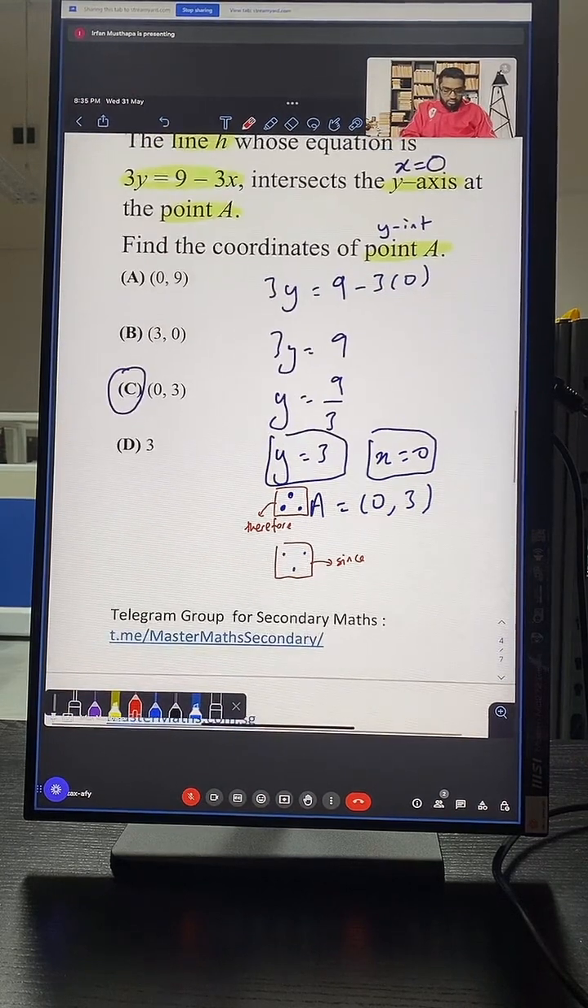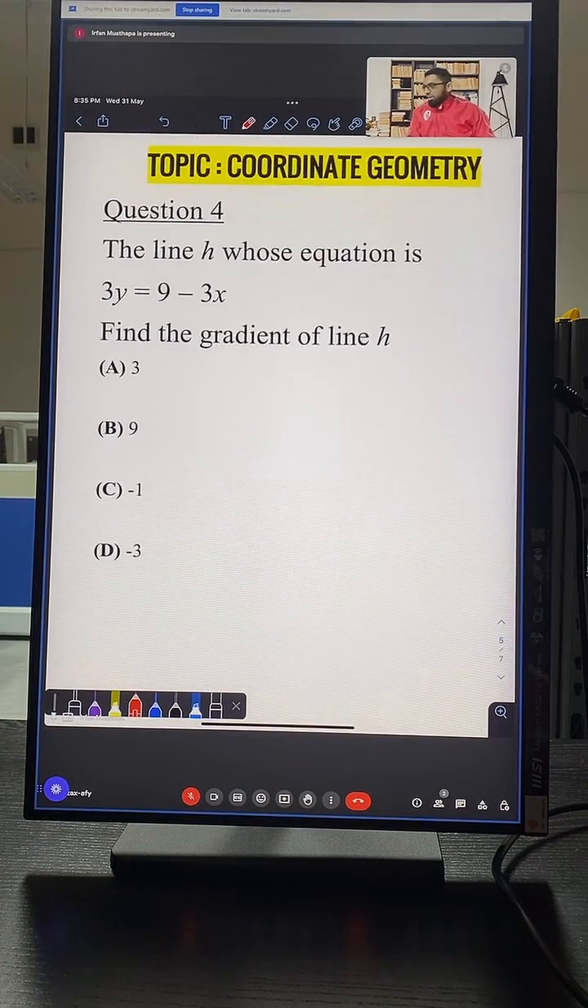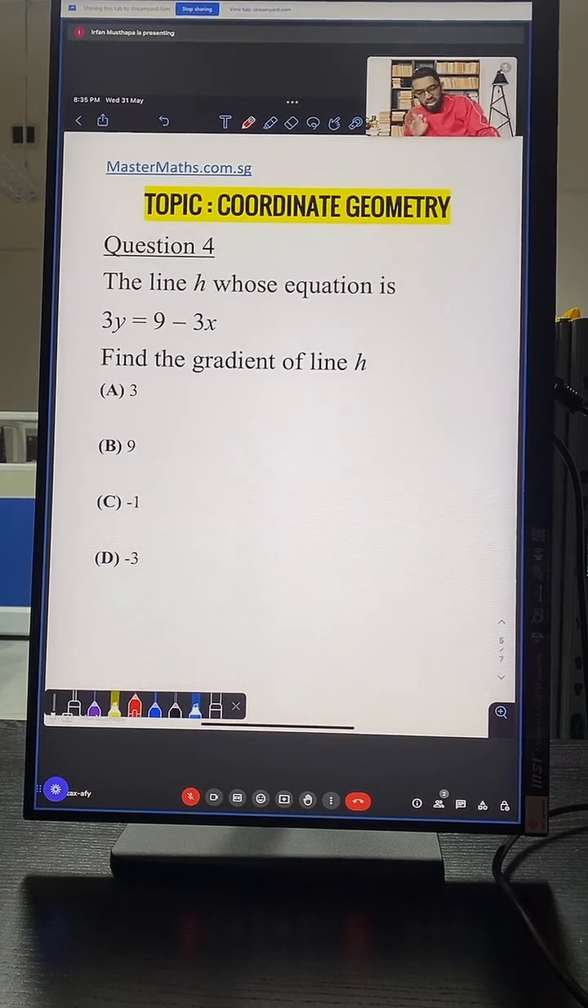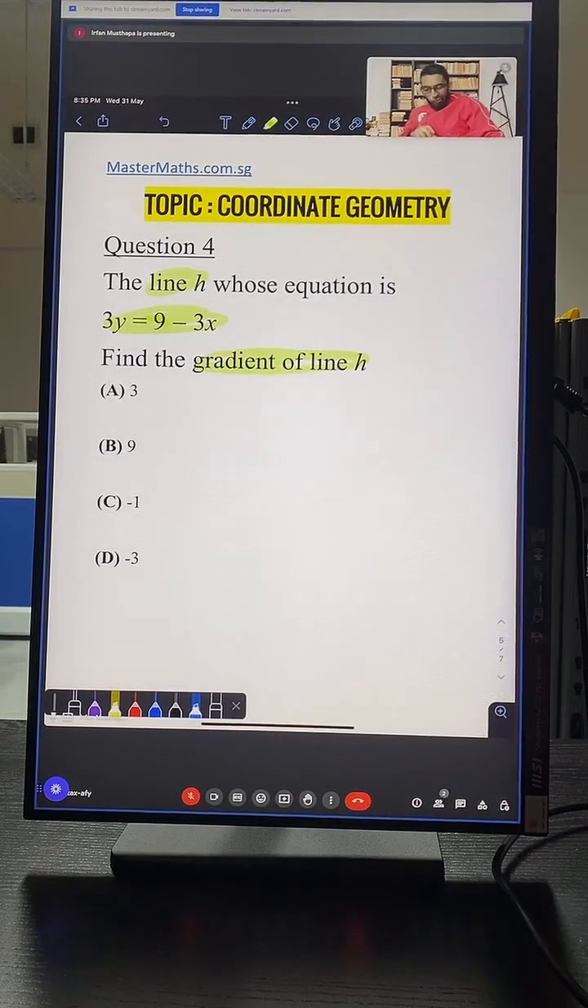Now let's go on to the next one, question 4. Guys, got to speed up a little bit, because we still have another 2 more big questions to discuss. Question 4, you have a line whose equation is this. Find the gradient of this line. Now I give you all a hint, my friends. You need to make y the subject of this formula. Make y the subject.